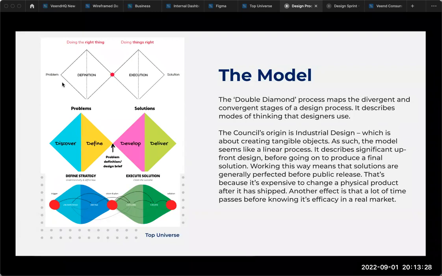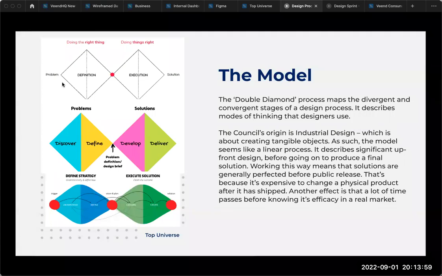Another effect is that a lot of time passes before knowing its efficacy in the real market. What he's talking about is that since they are coming with an upfront design, it may take much time before they actually push it out into the market. But the fact here is that they create an upfront design, and that's what works for them. That model is being used even by digital designers today. So not everyone follows the same process of empathy and so on. I'll talk about that, because it's now a cliche in the design industry that we need to really address.